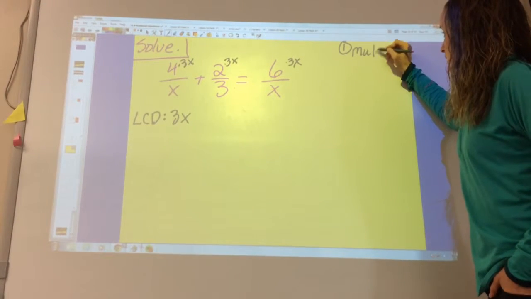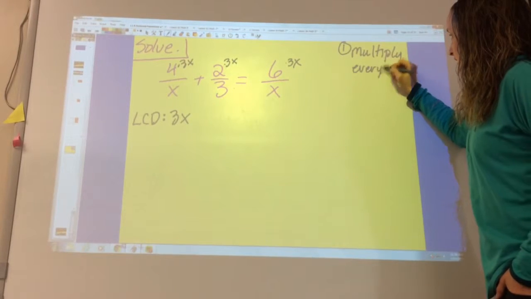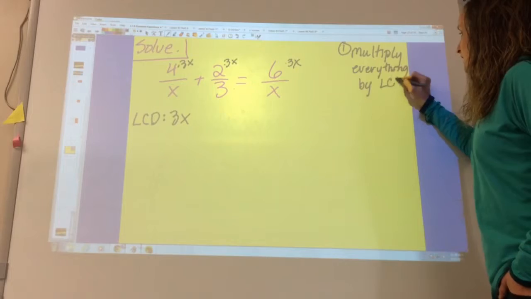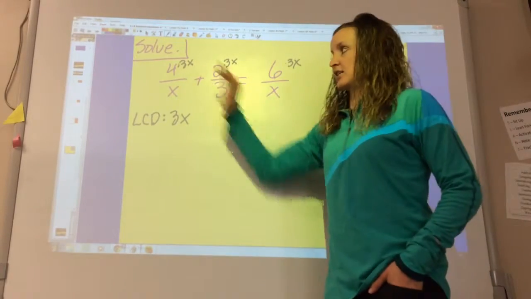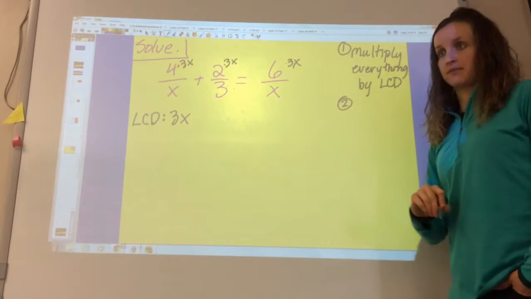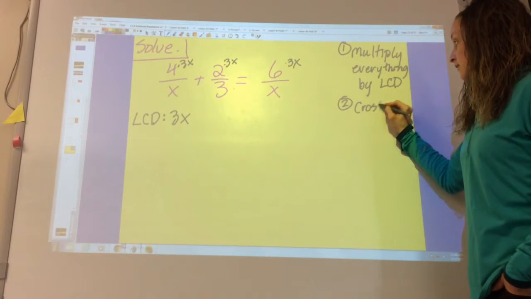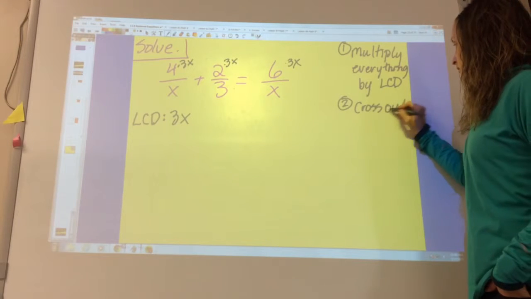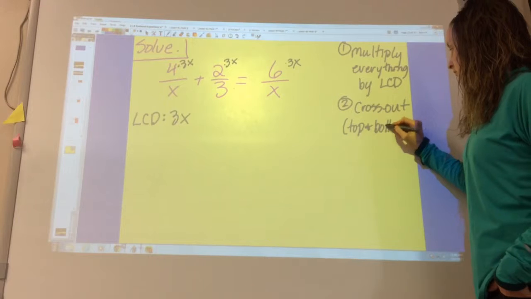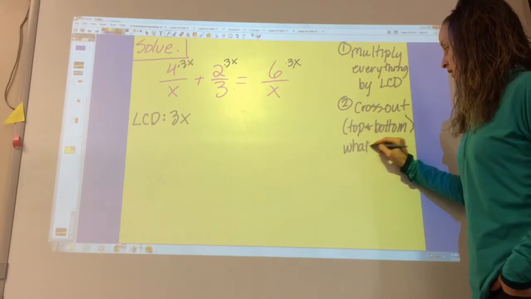So, multiply everything by your LCD. You always want to write that on top. Always. Because then your second step is always to what? Cross out what? Top and bottom, right? What you can.